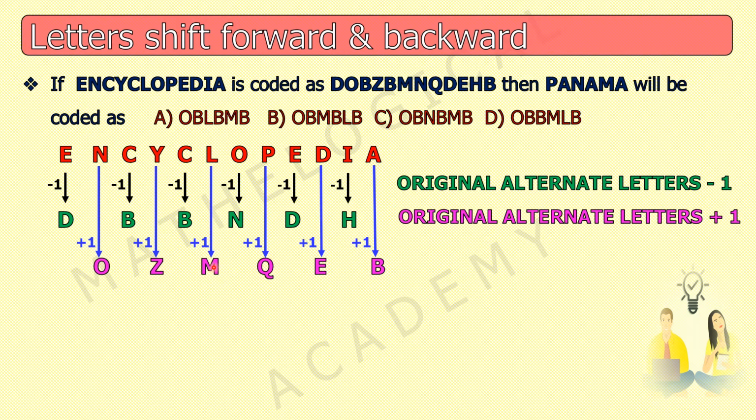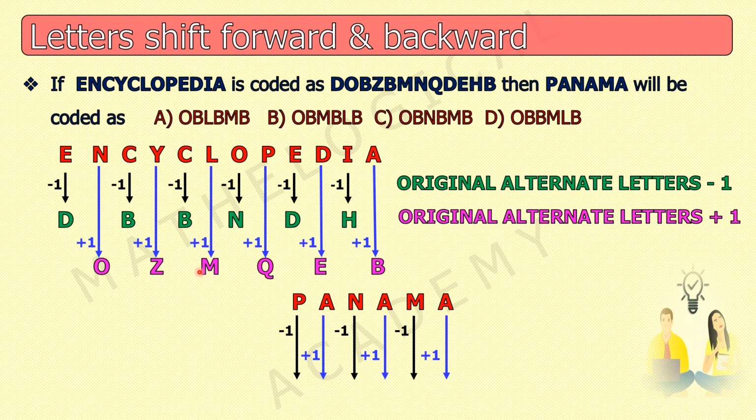So we'll write our word PANAMA and code it in the similar way. Luckily we have 3 letters repeated here, so this code is going to be easy for us. Once we have cracked it, it is easy to code the next word. So minus 1 for alternate letters, plus 1 for the other alternate set, blue lines. So we get O, B, M, B, L, B.